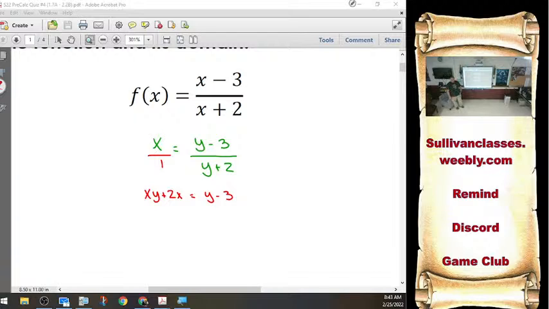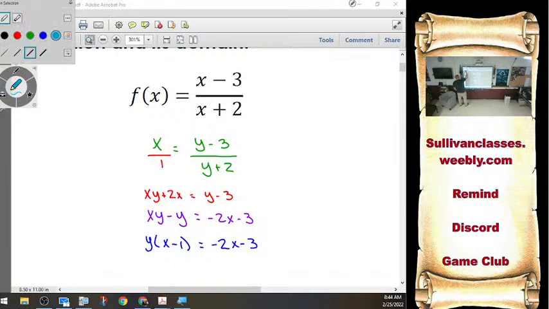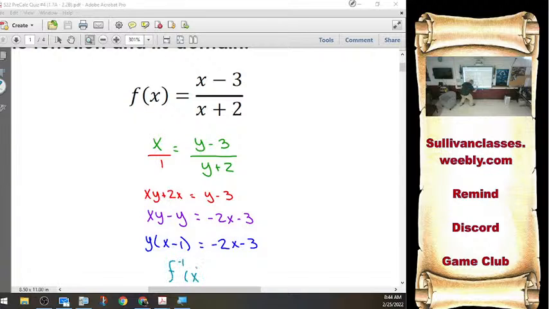I want y by itself, so all the y stuff to one side, all the not y stuff to the other side. So xy minus y is negative 2x minus 3. I want y by itself. This was where, if we forgot the trick from way back in the day, we started being the Yorkie chasing the tail. What's the trick? Take y out. I factor it out. Because now it's y times stuff. So I can get y by itself by dividing by stuff. Getting inverse function of x is negative 2x minus 3 over x minus 1.